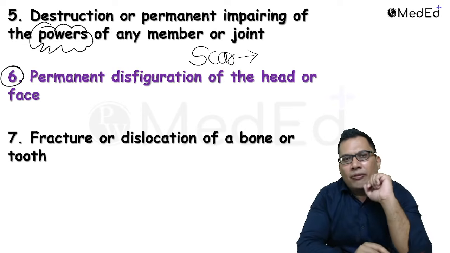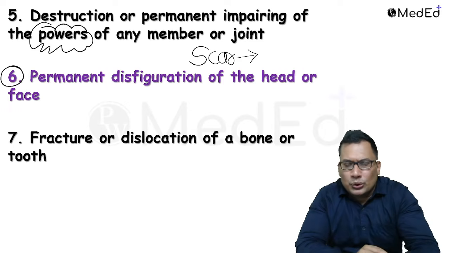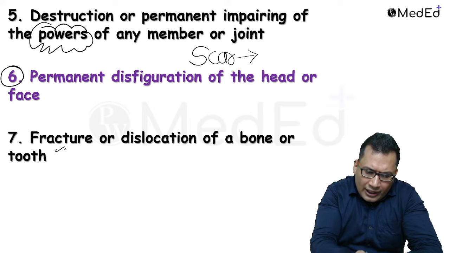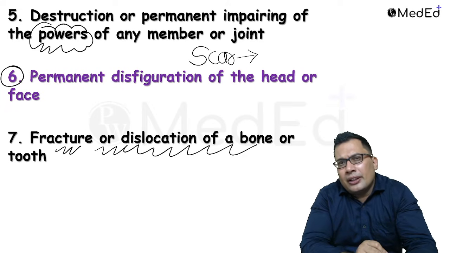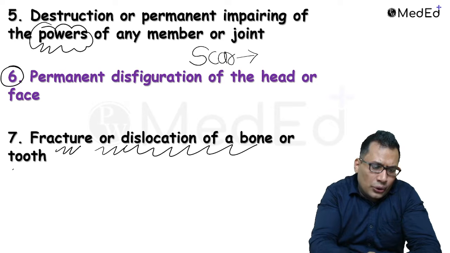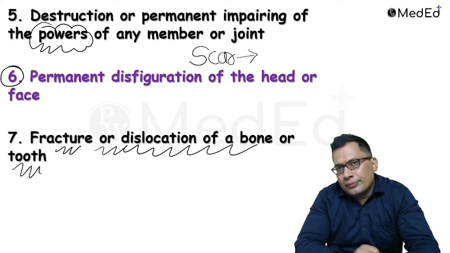Then 7, fracture or dislocation of a bone or tooth. So even a hairline fracture or fracture of outer table, inner table can be grievous hurt, or tooth dislocation can be grievous hurt.